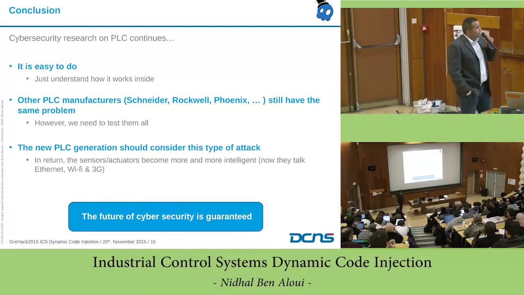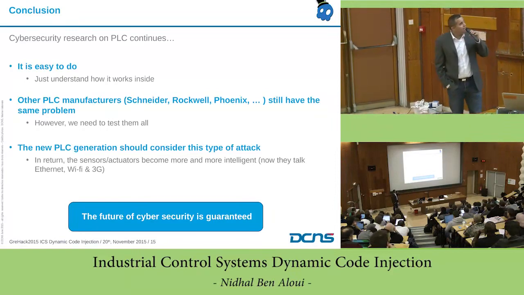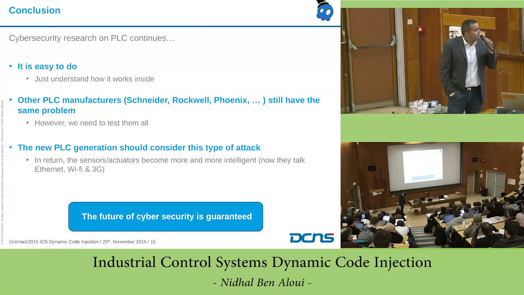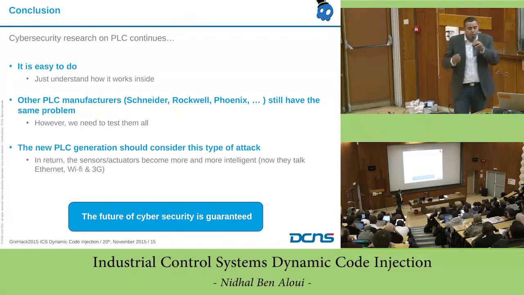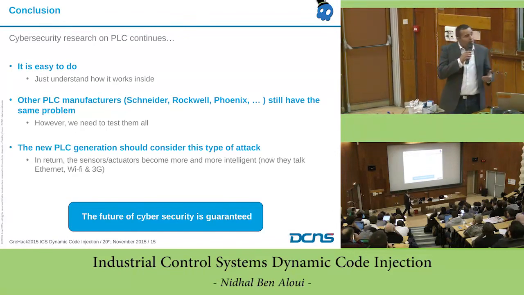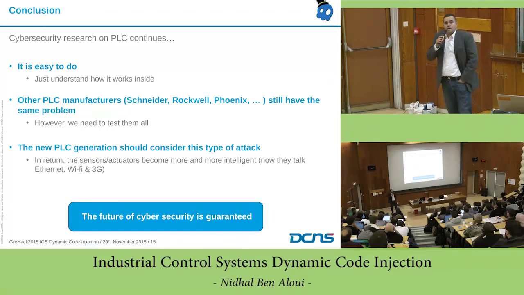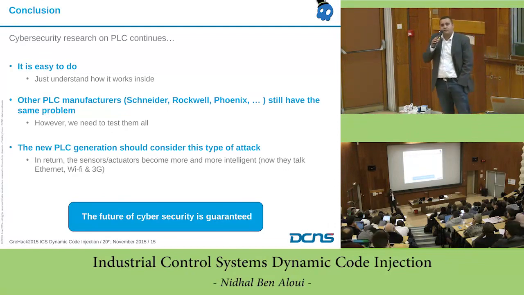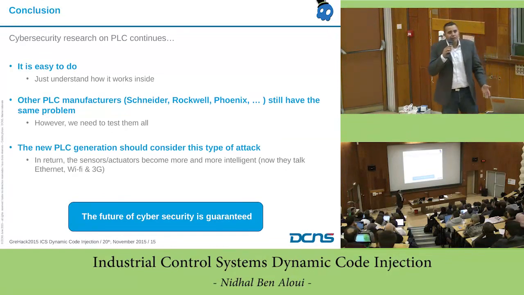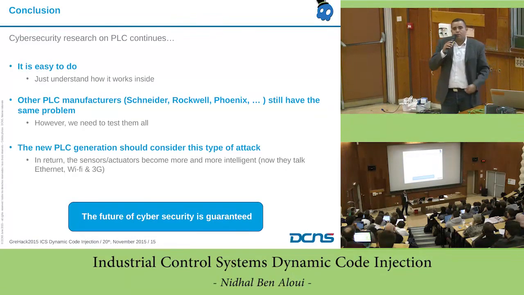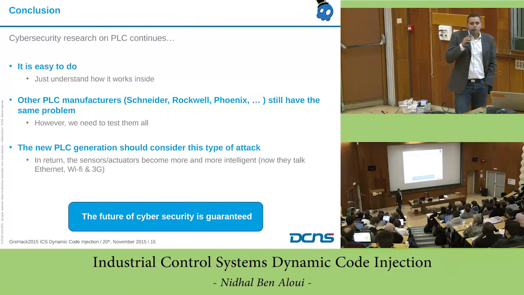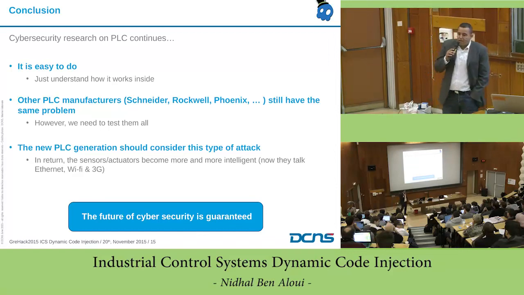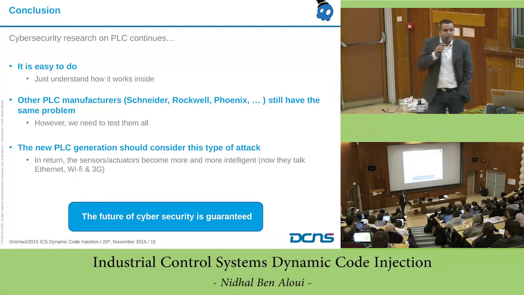So in return, we actually have a new problem. We have sensors and actuators, like engines, probes and alarms, that are not connected by electrical communication. Actually, they talk Ethernet and Wi-Fi. So in some days, we will be able to connect with the C library directly to the engine and give it some order or command to stop or to run more and more. So I think that the future of cybersecurity is guaranteed, especially in the PLC domain. Thank you very much.